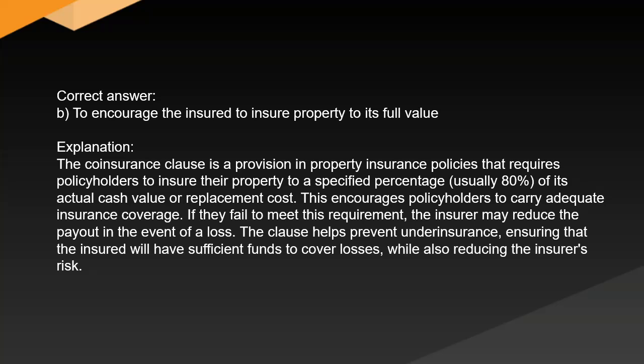Explanation. The coinsurance clause is a provision in property insurance policies that requires policyholders to insure their property to a specified percentage, usually 80% of its actual cash value or replacement cost. This encourages policyholders to carry adequate insurance coverage. If they fail to meet this requirement, the insurer may reduce the payout in the event of a loss.